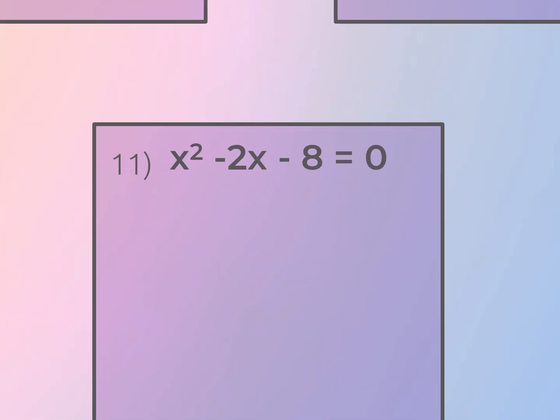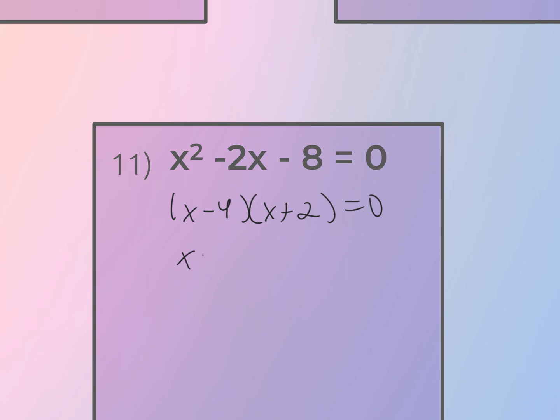Have we already had this problem? We had something close. This is checking to see if you're paying attention to your signs. Everything's on one side, right? Set equal to 0. No GCF. So what are the factors of negative 8 that multiply to give me negative 8 but add to give me a negative 2? X minus 4, x plus 2.